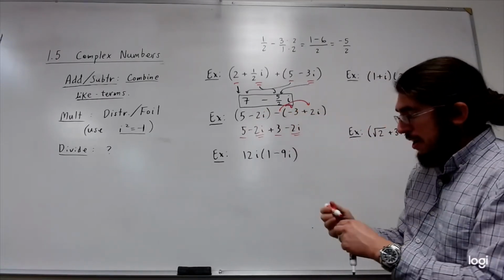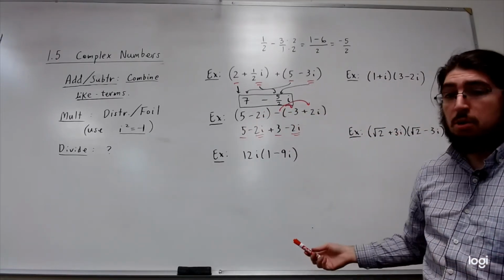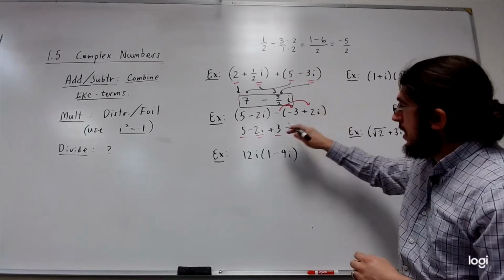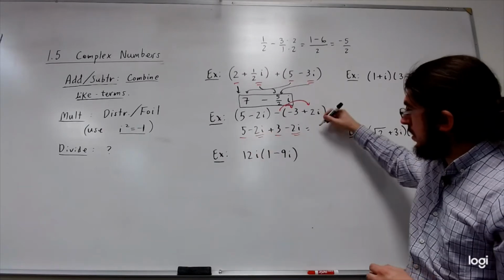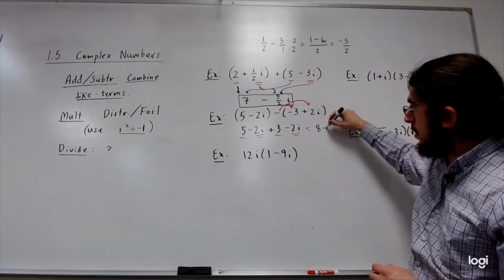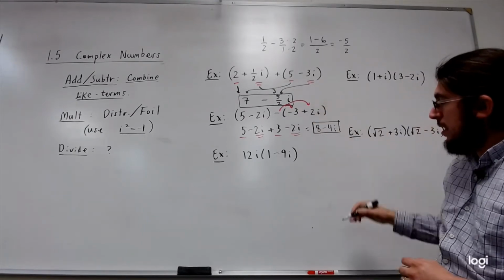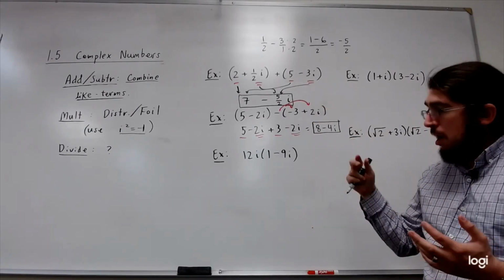-2i and -2i are like terms. Be careful, the -2i's don't cancel. They're the same sign, they're not opposite signs. So we get here for the single underlined ones, 8. For the double underlined ones, we get negative 4i. Perfect. Okay, now what? Now onwards to multiplication.